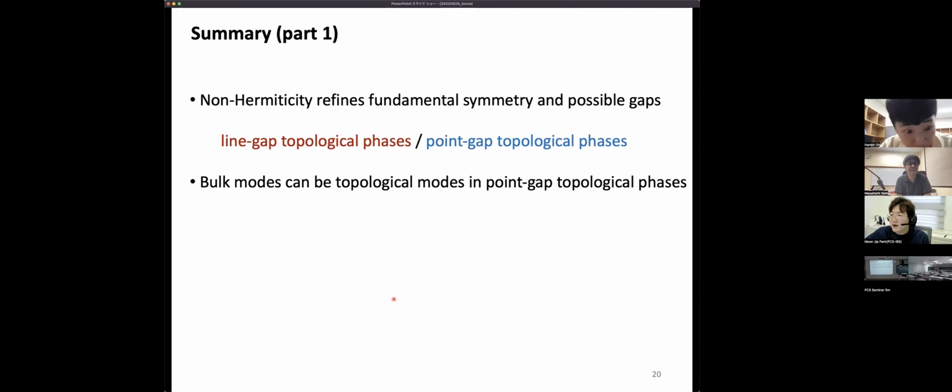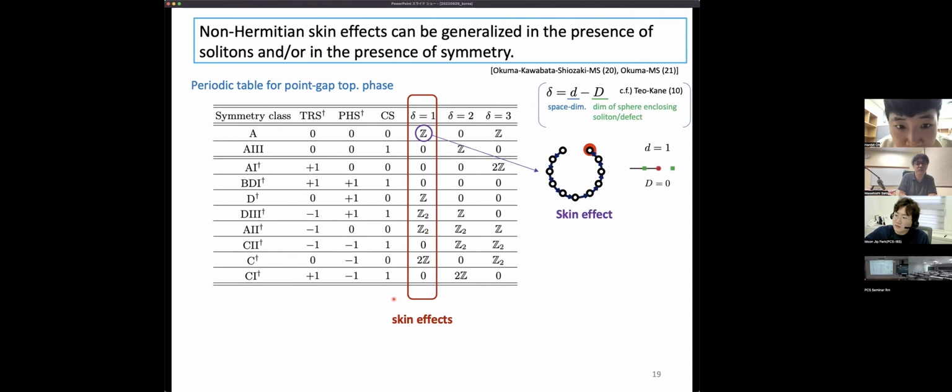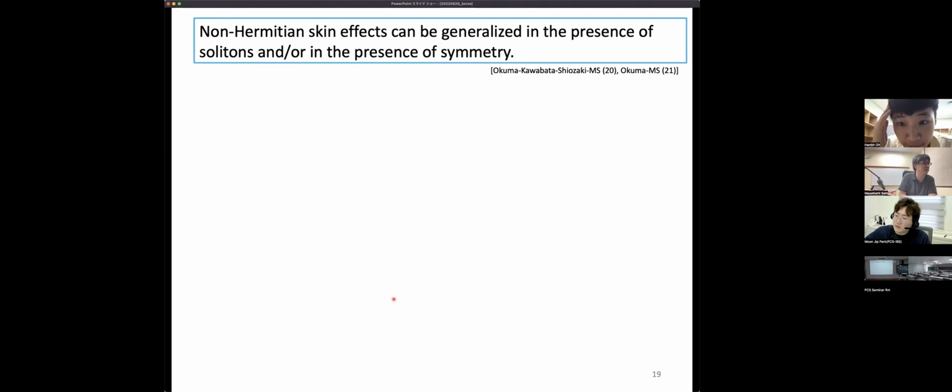We have a question from Hanbit. Thanks for a nice talk. I heard that PT symmetry plays an important role in non-Hermitian systems. So is PT symmetry also used in the mapping that you explained between the point gap non-Hermitian state and the topological state with chiral symmetry? Yes, and even in the presence of PT symmetry, we can use the same technique.